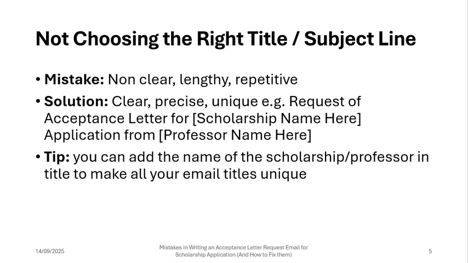So what you can do is you can write like this: acceptance letter, and then you can put the scholarship name or university name, application form, and then you can write the name of the professor to whom you are sending. By doing this, all the emails you will be sending for acceptance letter request will be unique and there will be no repetitive title.